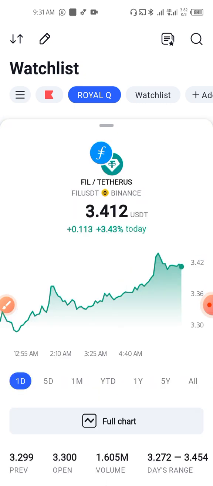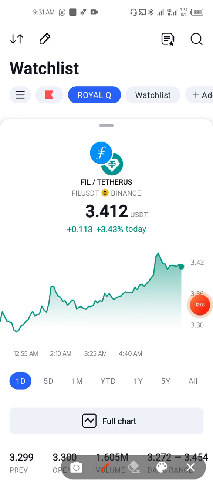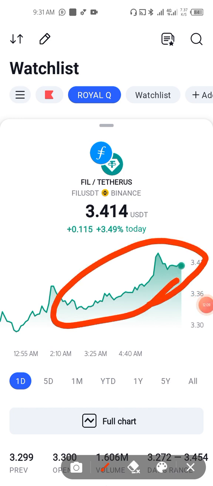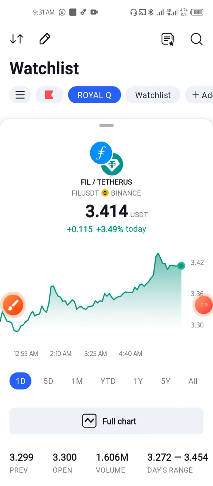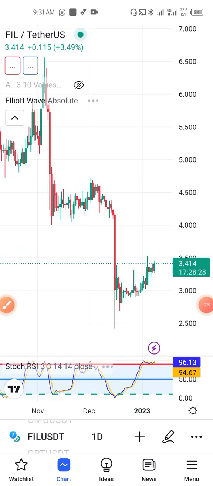I think this graph can give you some idea of what the market is doing, but of course that is not the graph we really want to look at. So I'm going to click on full chart so that I see the real chart. This is the full chart.